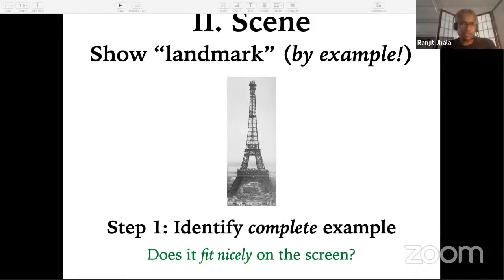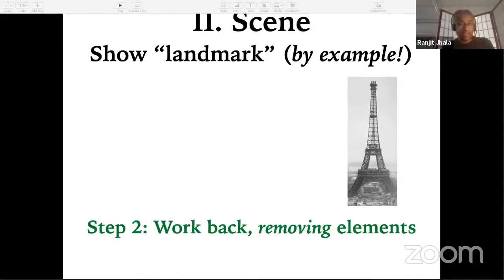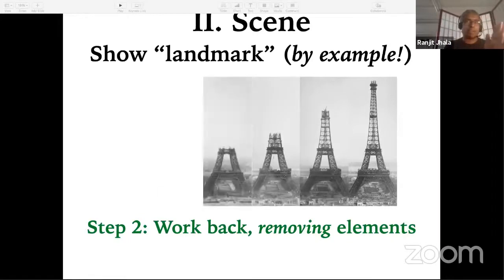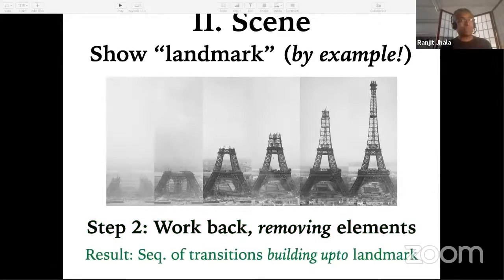Once you've answered the question of whether it is complete and small enough, is it kind of perfect per the little prince? Then what we're going to do is build up the rest of the scene by slowly removing the elements. So what do I mean? That's the final slide. We're going to work backwards by slowly stripping things away from it, starting with the simplest thing at the very beginning. The result is a sequence of transitions that builds up to your landmark.